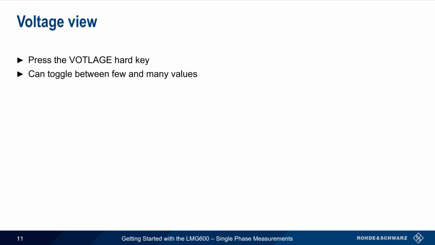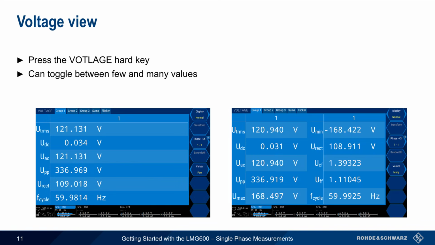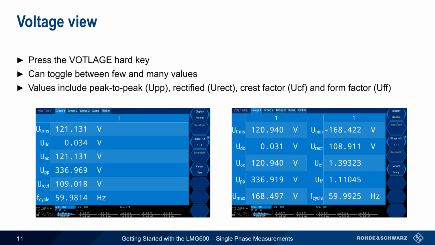Now let's look at more detailed voltage measurements, which can be viewed by pressing the Voltage hard key. As before, we can toggle between displaying either few values or many values by pressing the Values soft key. In addition to the values we saw in the default view, we can also see maximum and minimum voltage values, and values for peak-to-peak voltage, rectified voltage, crest factor, and form factor.